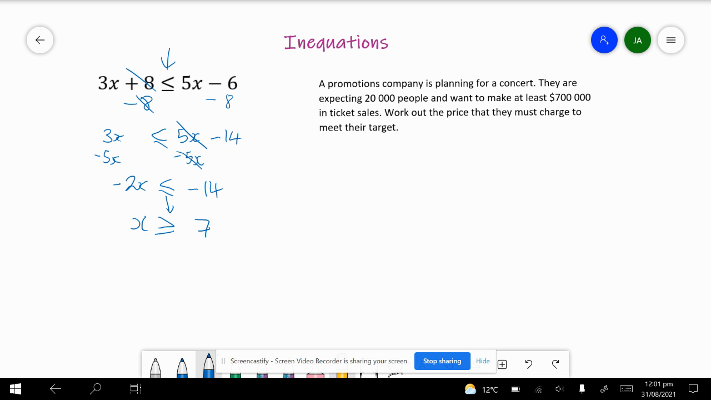This one here, we've got a promotions company planning a concert. They're expecting 20,000 people and want to make at least 700,000 in ticket sales. So they want to make 700,000. So we need the cost, the people, times the cost of the ticket. So let x be the cost of a ticket.